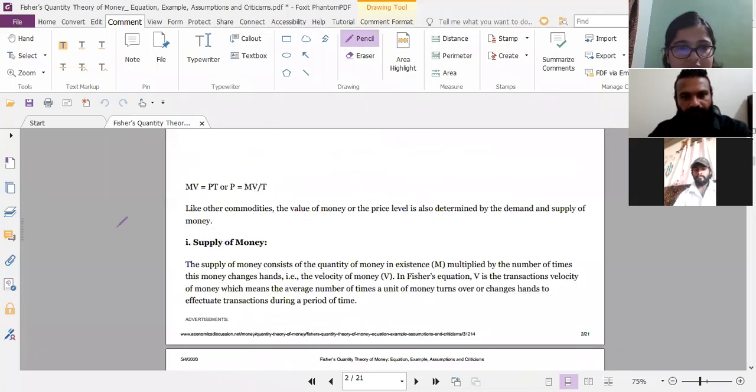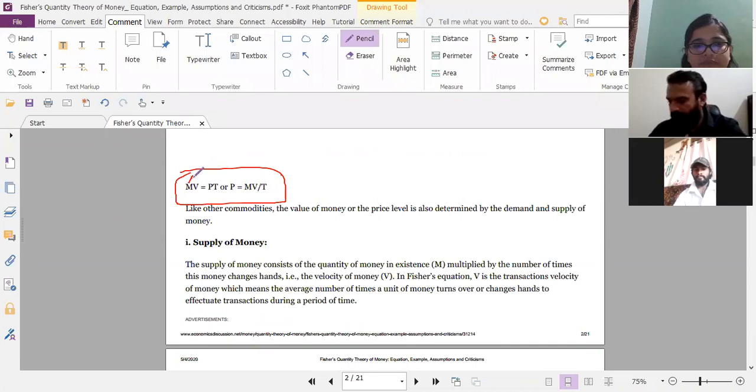Under this theory, this equation is very important. You should note this down: MV is equal to PT, or P is equal to MV by T. Please make a note of it. M is the money supply. V is the velocity of money. P is prices. T is transactions, right?